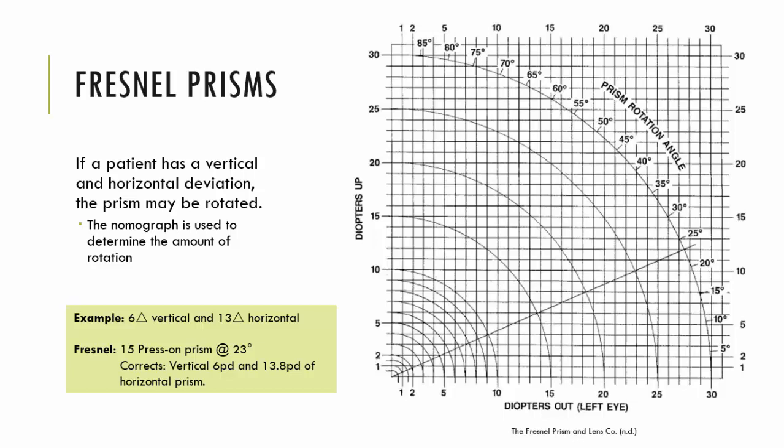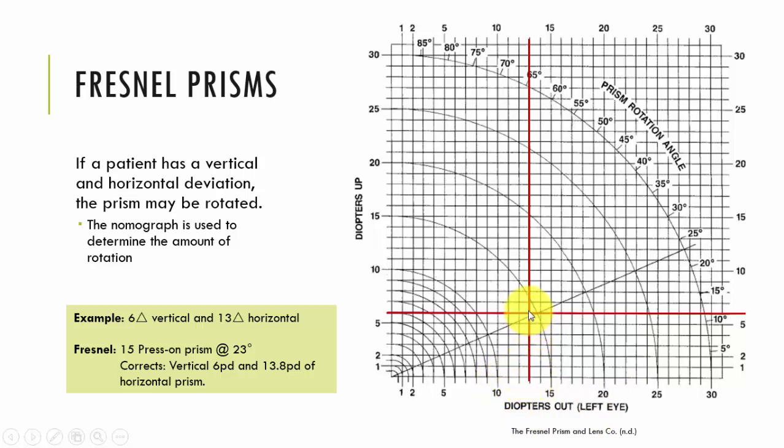And it's available on the Fresnel Prism and Lens website, and you can access this at any time in your clinic. First thing to do here is to draw where the vertical deviation is on the nomograph. So here we have a 6 diopter vertical, and there's 6 diopters vertical. This is the vertical scale here. Here is 5 diopters, and this is 6 diopters. Then you need to draw the horizontal, 13. Okay, here we have the horizontal. Here's 10, 11, 12, 13.